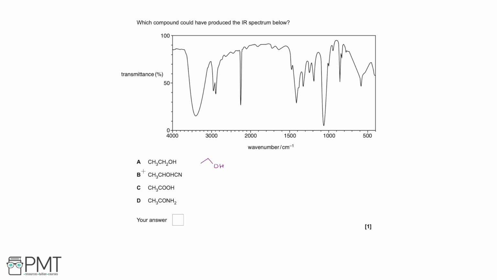The second one is a nitrile that has an alcohol in it as well. So we've got 1, 2, 3 carbons. There's a triple bond to the nitrogen on the end. And on this second carbon, we also have an alcohol. For compound C, we've got ethanoic acid. And for compound D, we have an amide, ethanamide.